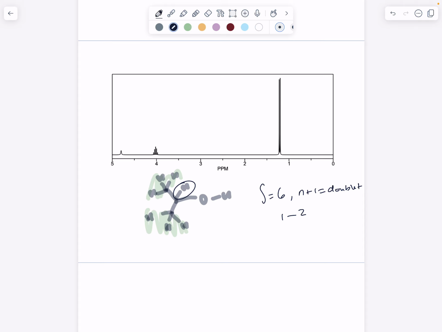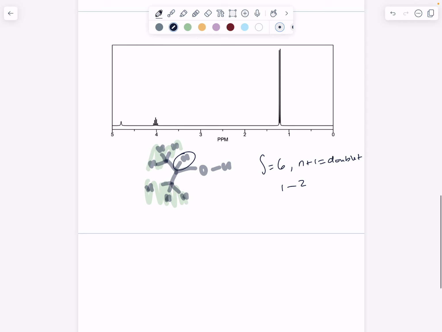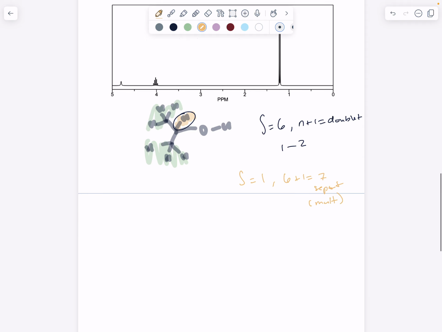Now this next hydrogen, I think we did that one in orange, maybe purple, but I think orange. Okay, so this next hydrogen integrates to 1. It has 6 neighbors, so 6 plus 1 would make it 7, so it'd be a septet. You could just say multiplet there. And it would start in the 1 to 2 region, but I think it would be shifted left pretty far because it's close to this oxygen, so probably even 3 and above.